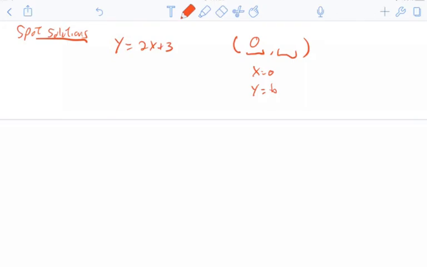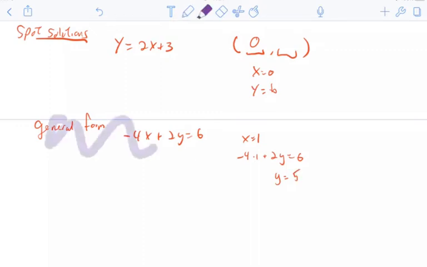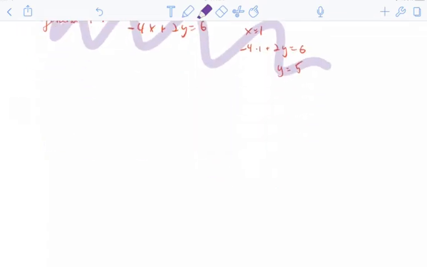General form, like I said before, -4x plus 2y is equal to 6. Good luck trying to spot a solution to this. You have to actually do a little math. You go like, I don't know, x is equal to 1 maybe? So then that's -4 times 1 plus 2y is equal to 6. And maybe you solve that equation. And it's like y is equal to, I guess, 5. It takes a while. You can't just spot them on the spot. General form's terrible. Okay. Point slope form.